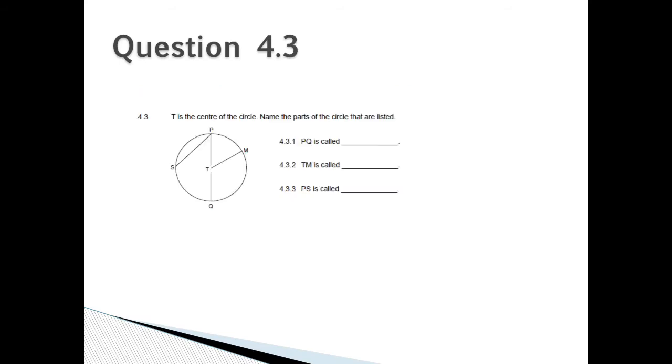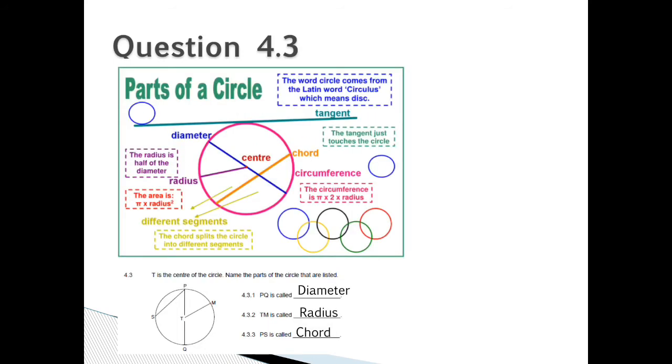Question 4.3. T is the center of the circle. Name the parts of the circle that are listed. 4.3.1. PQ is called. 4.3.2. TM is called. 4.3.3. PS is called. These are the parts of a circle. We have the circumference. The circumference is pi times 2 times radius. Then you have the diameter. Then you have the radius. The radius is half of the diameter.